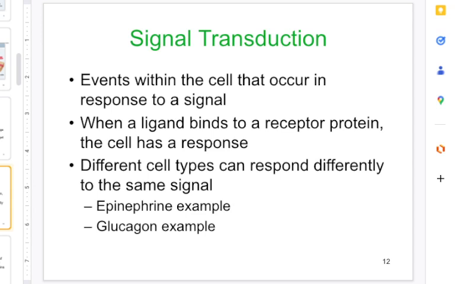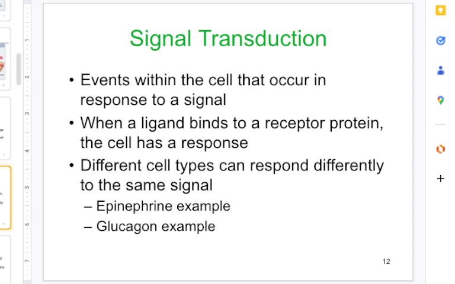After the cell receives that response that a ligand has bound to the receptor, it creates a subsequent change within the target cell in response to this signal. This is called signal transduction. Different cell types can respond differently to the same exact signal. So we're going to go through this a little bit because this can be a difficult topic to understand.